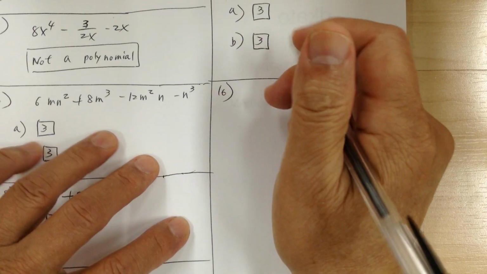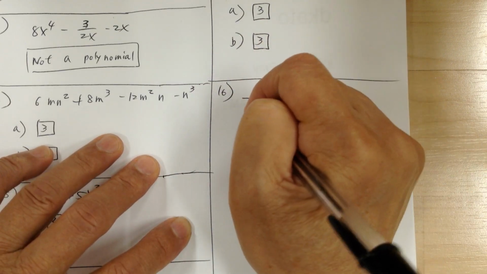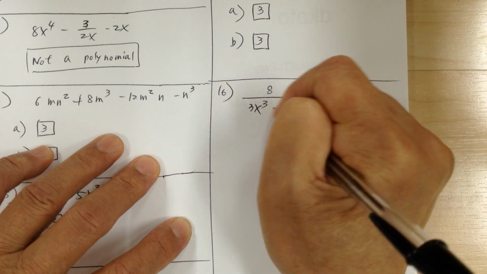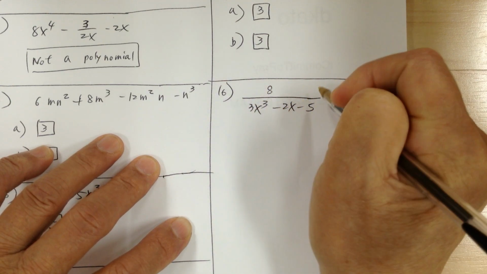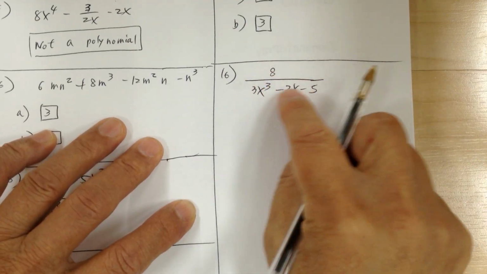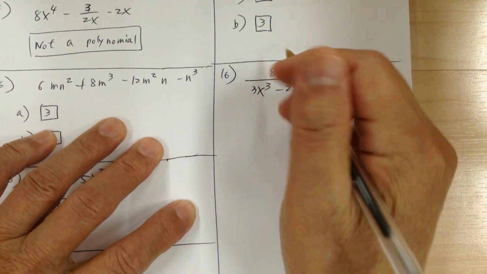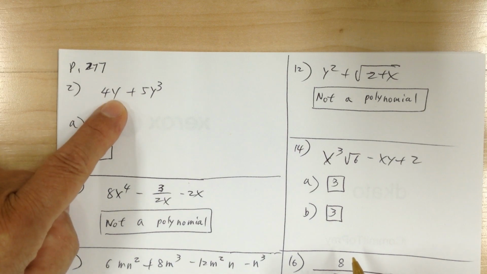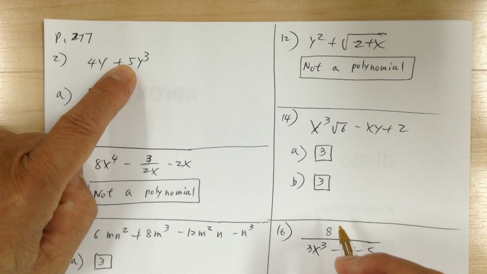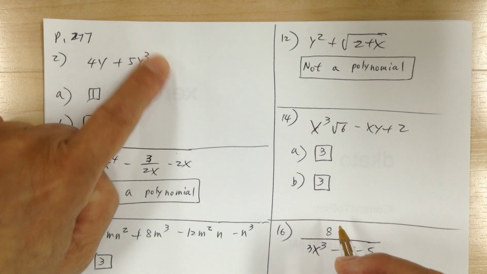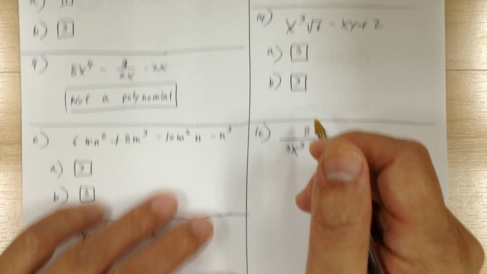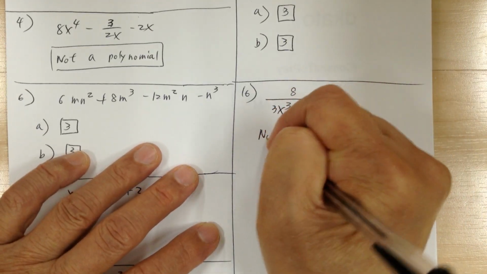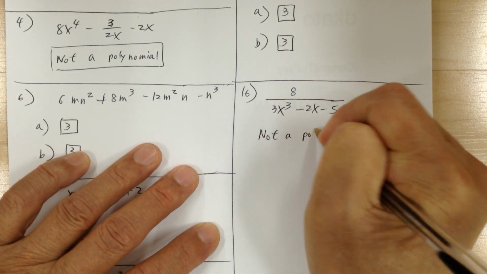Okay, 16, you have 8 over 3x cubed minus 2x minus 5. Okay, so this is a fraction, so this is not a polynomial. So again, a polynomial has to look something like this, okay? Have a number, variable, exponent that is a positive integer. Okay, so this is not a polynomial.